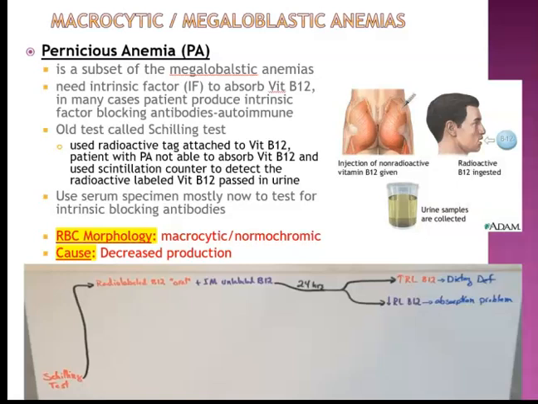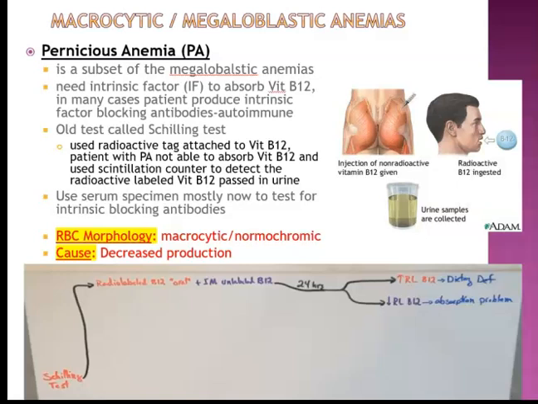Let's talk about some different ways to test for pernicious anemia. The old way was called the Schilling's test, but more recently we'd use serum samples to test for intrinsic blocking antibodies. But let's talk about the Schilling's test, because that shows up a lot of times on certification exams, what exactly the Schilling test is and how it works.